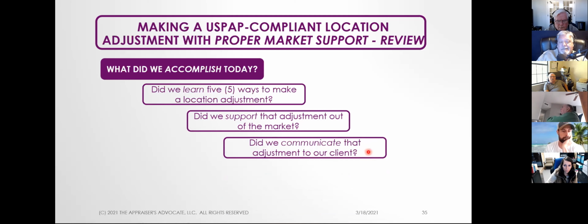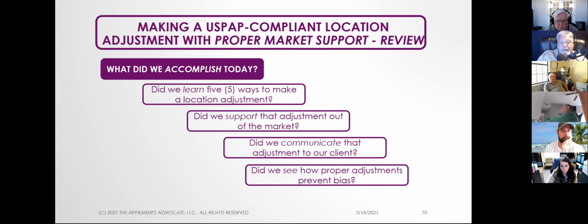Did we show how to communicate that adjustment to the client? Yeah, we went through that language. And again, please feel free to use that example. And if that isn't clear, get in touch with Scott, get in touch with me, and we'll help you write one. I mean, that's not a problem. Then we talked about bias and how the properly constructed adjustment helps prevent bias and to defend against it. And again, that's going to become a whole lot bigger as time goes on.